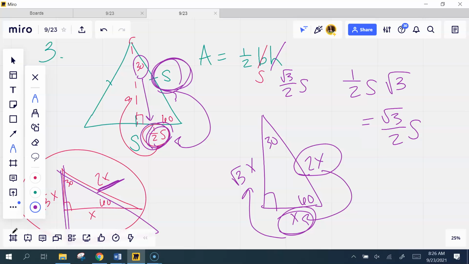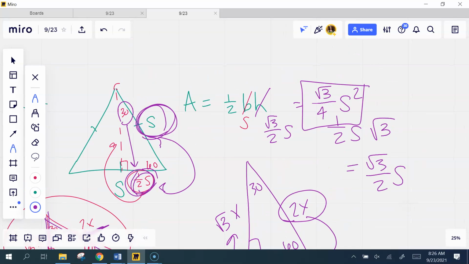Would that become S squared? Yes. Remember, it wanted me to write the area as a function of side length. So it'll be square root of 3 over 4 S squared. Wait, what did it want you to write? The area of an equilateral triangle as a function of its side length S. 30, 60, 90 and 45, 45, 90 triangles definitely come up all the time. So I'm going to say yes.